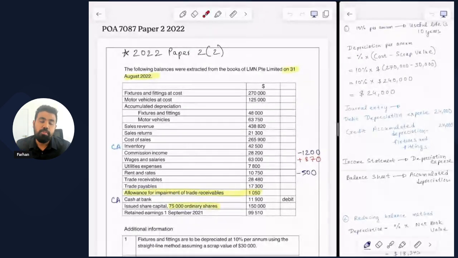In this question, you will prepare the statement of financial performance, which is also known as the income or the profit and loss statement, and you will also prepare the statement of financial position. So the question is going to be on the left hand side of your screen, and on the right hand side you will see all the workings, which I'll explain step by step.